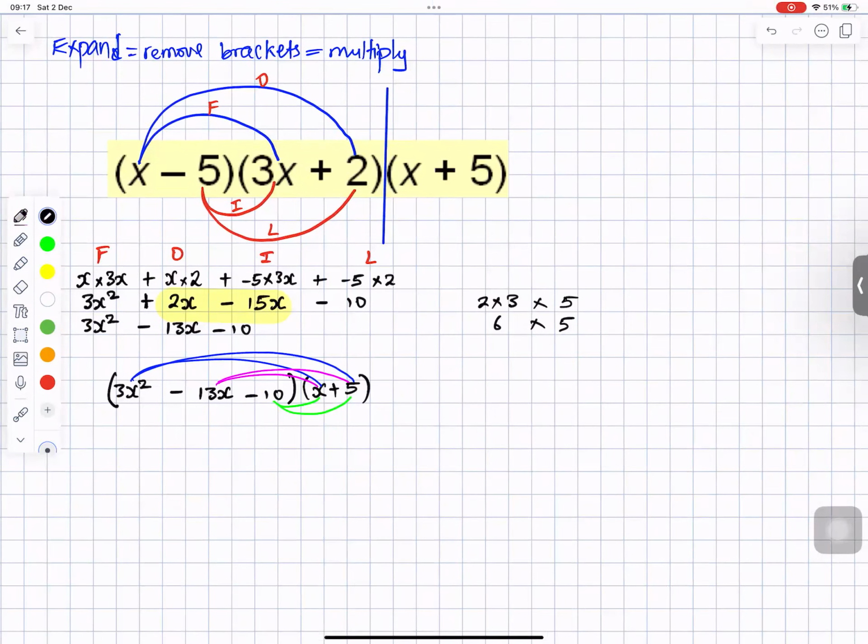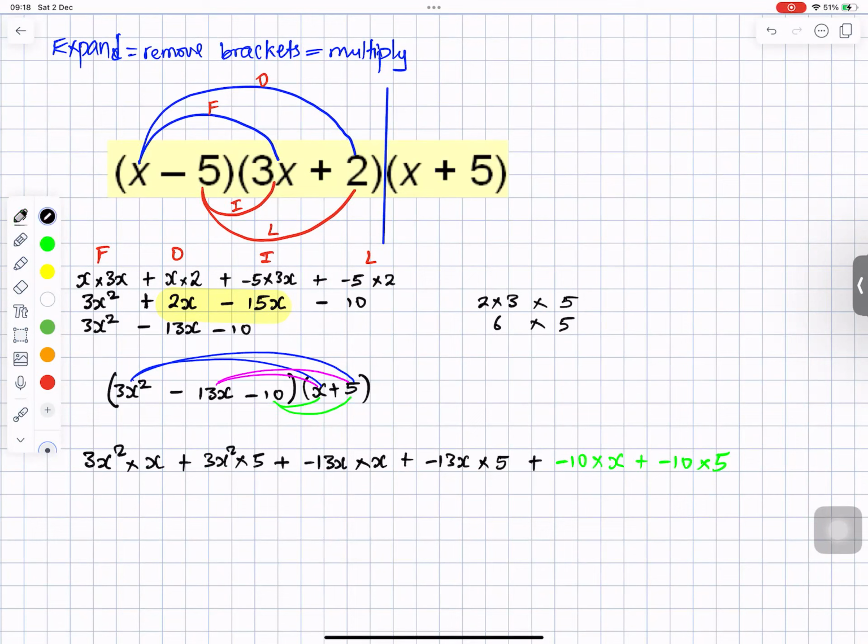So the first one is 3x squared times x. Plus 3x squared times 5. Minus, the next one is plus, minus 13x times x, plus minus 13x times plus 5. Next one is plus the green one. Minus 10 times x, plus, and then minus 10 times 5.